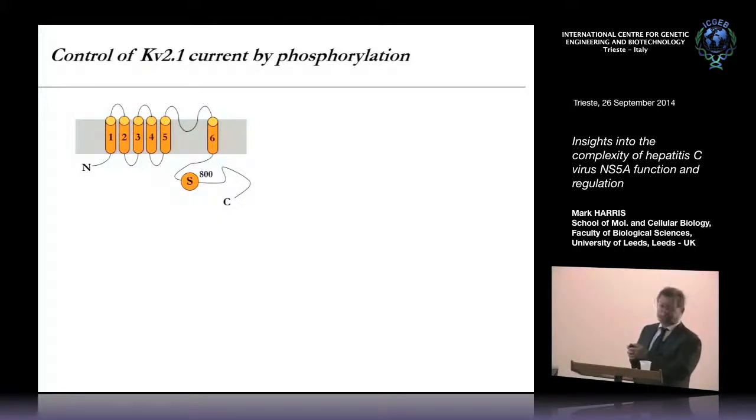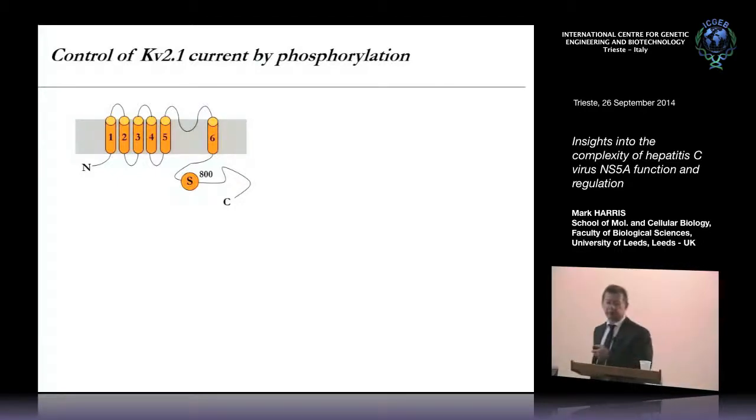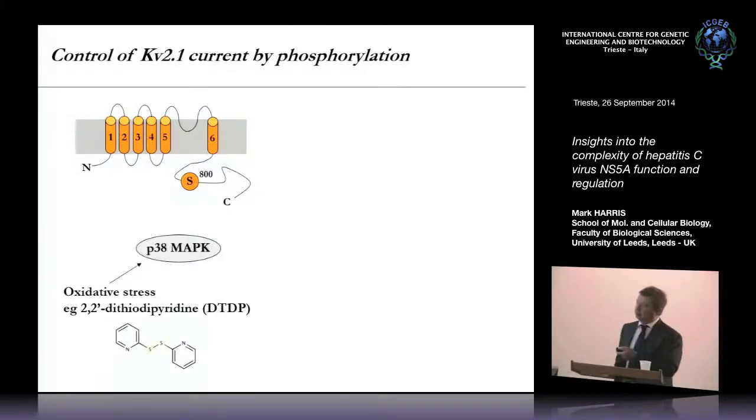And we know that KV2.1, which is well characterized, is driven by phosphorylation. In particular, it gets phosphorylated on a single residue within the cytoplasmic tail, on serine 800, and it's phosphorylated by MAP kinase. So P38 MAP kinases are activated by, for example, oxidative stress, but a number of other stresses as well, and you can do this in vitro by treating with this DTDP oxidative stress inducer. And P38 MAP kinase will phosphorylate KV2.1 on serine 800.